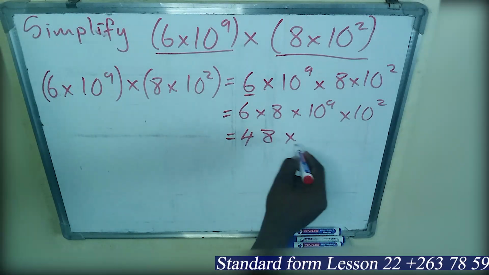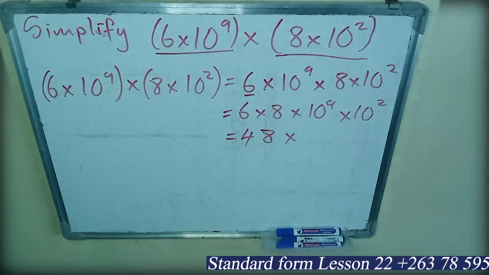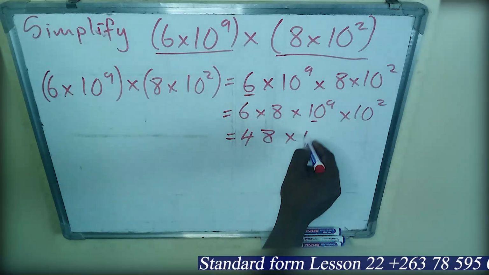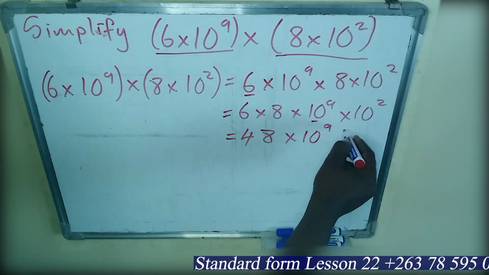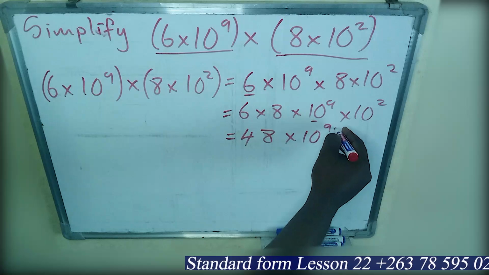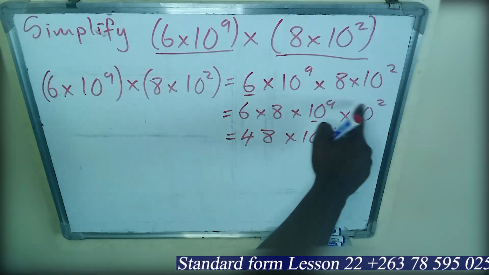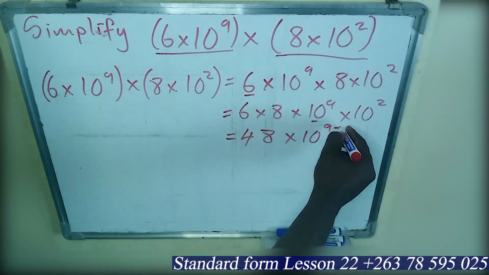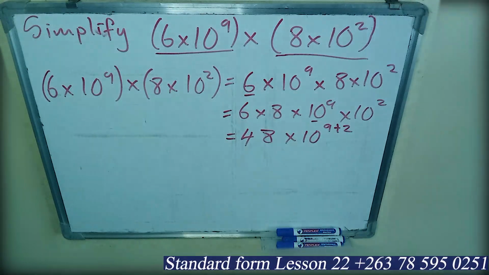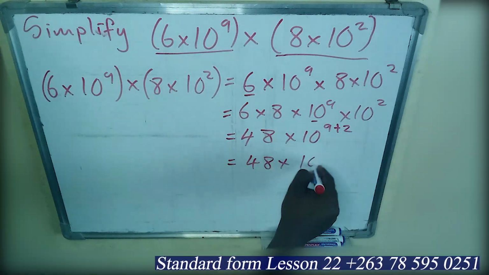48 times 10 to the power of 9 times 10 to the power of 2. You apply the law of indices. Take the common base, 10. Since it is multiplication, you add the powers: 9 plus 2. Since there's a multiplication sign, you add there. So we have 48 times 10 to the power of 11.